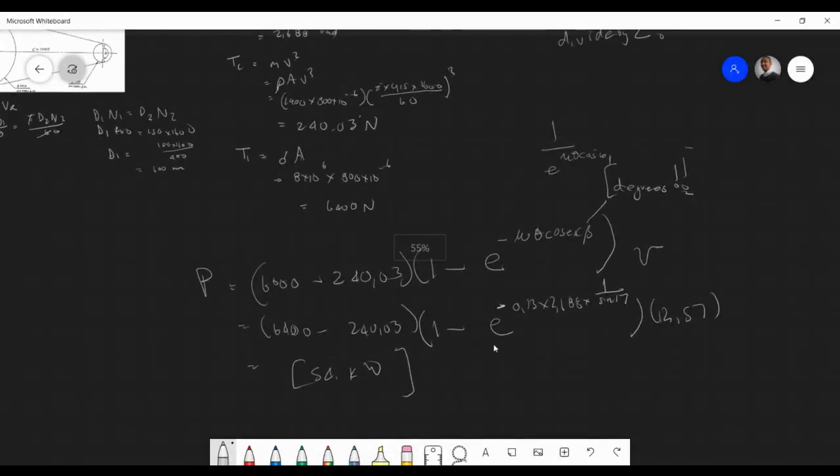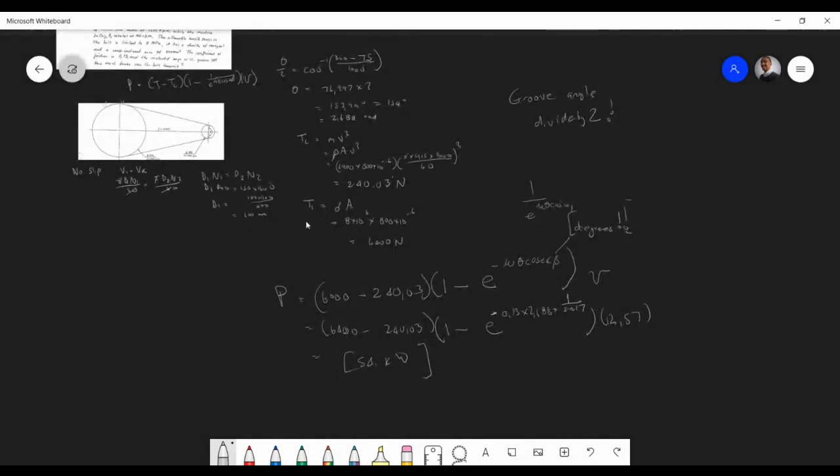Fantastic. Okay, guys, so what's essentially important is when you have a rope drive or V-belt, you just have to adjust this and basically know that in terms of the groove angle, you have to divide it by 2. So I'd like to end belt drives. I'll give you an example to do.